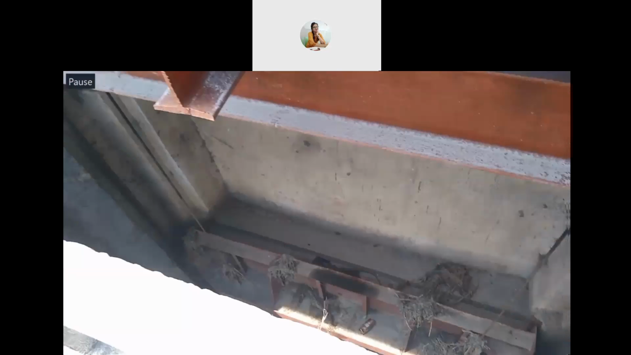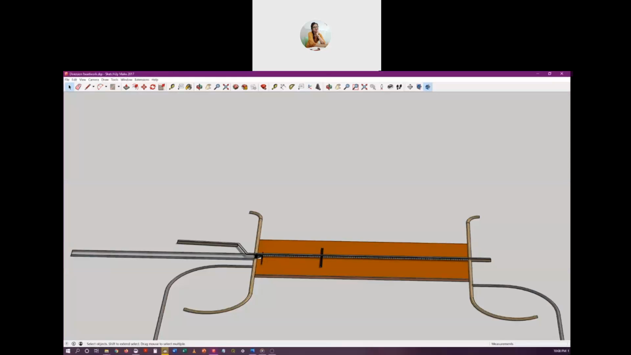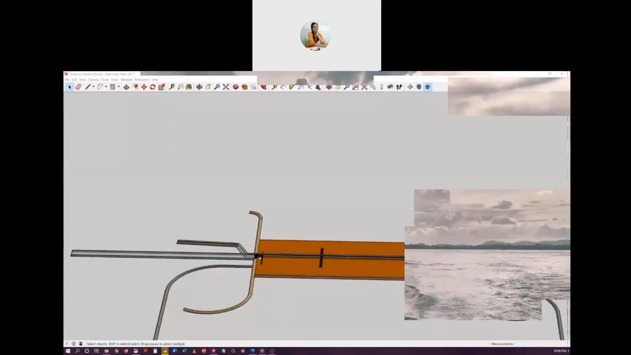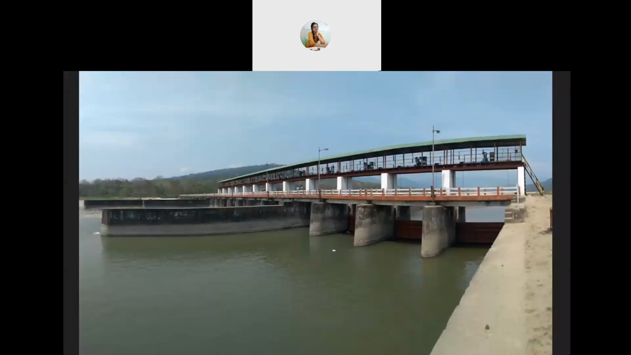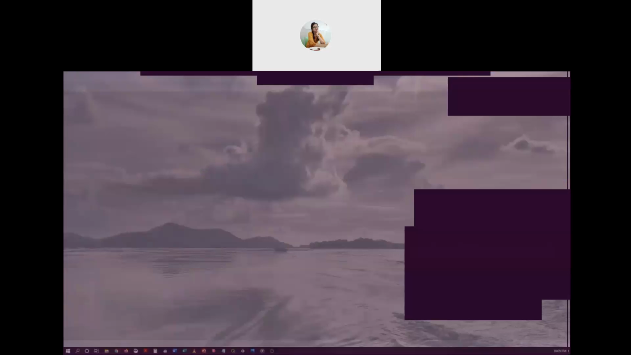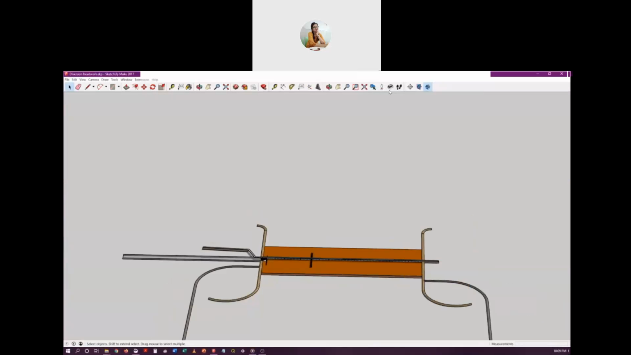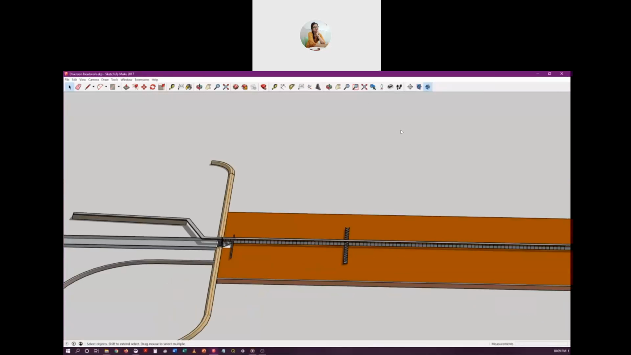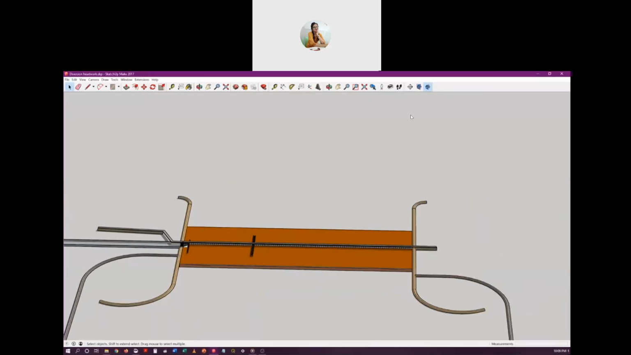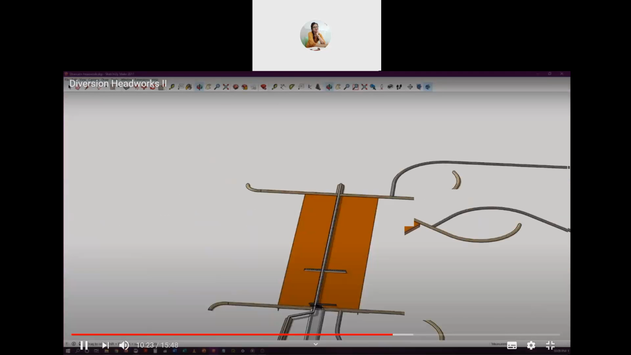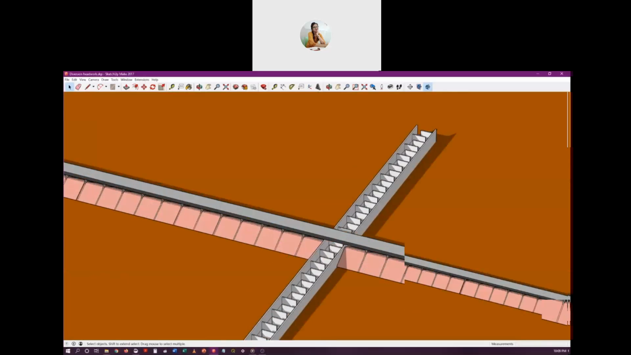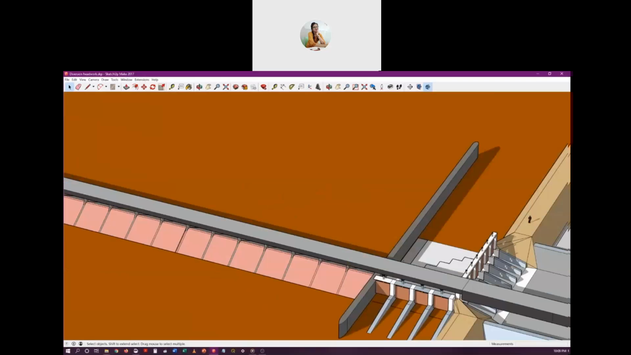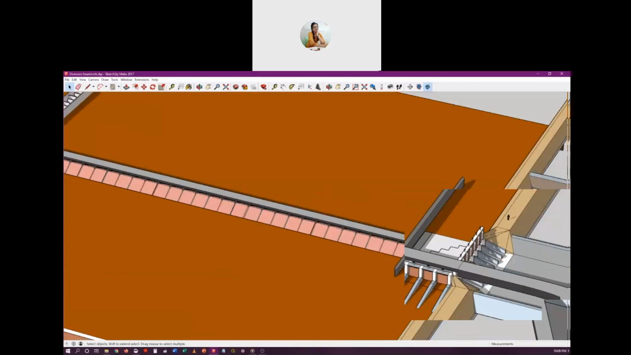Now let's look at some other aspects. I think this model is a little bit more to the scale than the previous lecture. So this is a very wide river, let's say. And this is the fish ladder. This is the weir. This is the one divide wall. Here also you can consider it a divide wall.